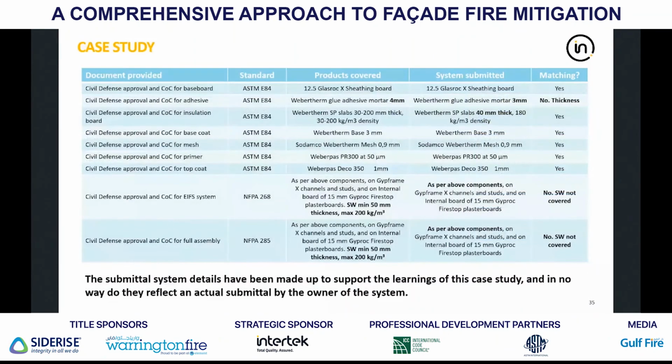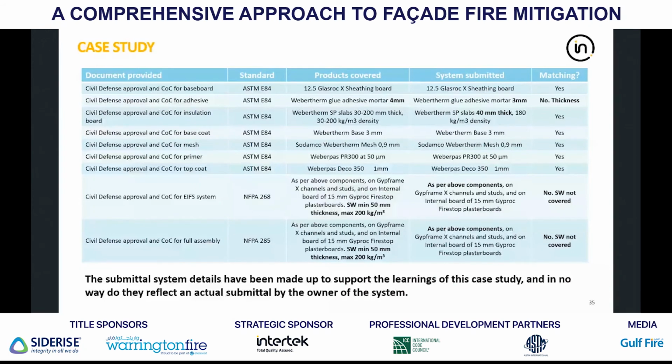Please keep in mind that the submittal system that I'm going to mention right now has been absolutely made up to support the learning in this study. So this does not reflect an actual submittal in any way. I made things up on purpose to make sure that some key points that I discussed were addressed.